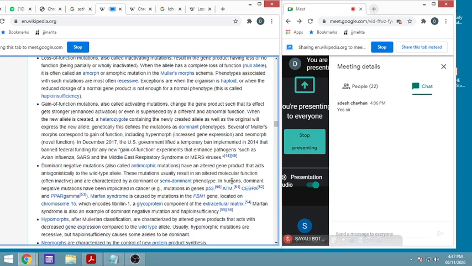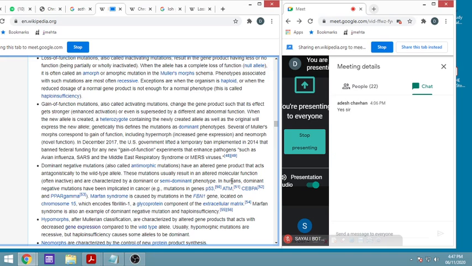So wild type means it was known first, found first, particularly recognized first time for a given protein or given amino acids. Dominant negative mutations are those where the altered gene product acts antagonistically to the wild type allele, and this mutation usually results in an altered molecular function. Mostly it causes inactivity, and they are characterized by dominant or semi-dominant phenotypes.